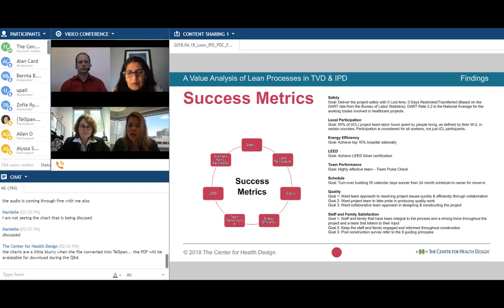You know, your schedule goals, everyone understands. We actually beat those schedule goals. Quality was very important, both today and in the future. And staff and family satisfaction. So we worked with a lot of users. We actually had family members in our design team, as part of our design team. So keeping the staff and family engaged was important, and making sure that the things that we designed ended up in the end project were also important.